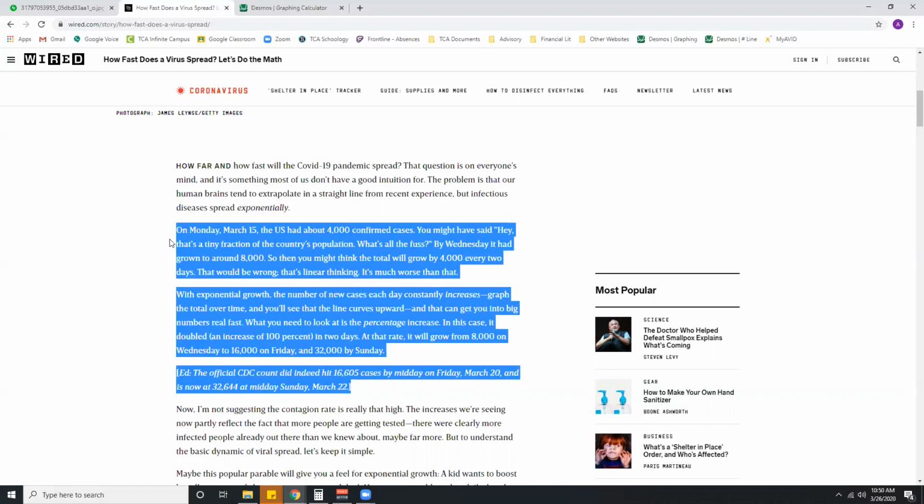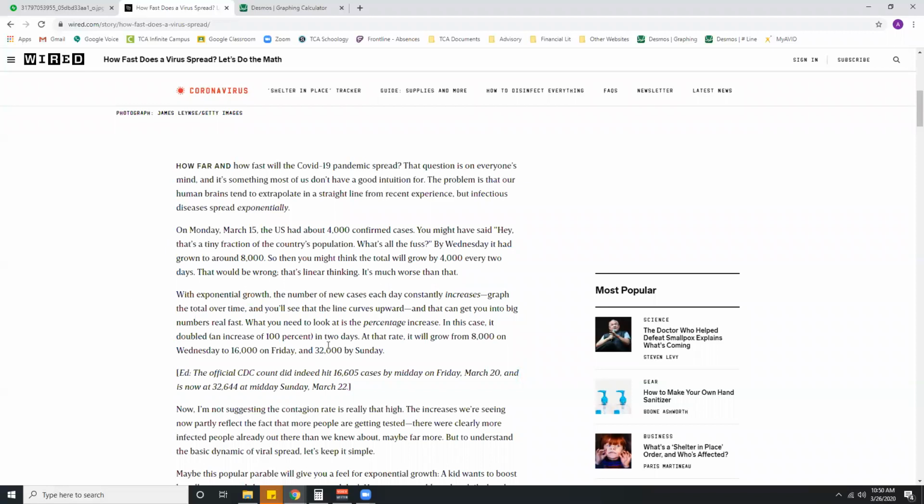And you might be thinking, okay, so every 2 days, we get about 4,000. And that'd be wrong because that's linear thinking. It's actually much worse than that. With exponential growth, the number of new cases each day constantly increases. So if we graph this, we see a line that goes curving upward, and then we get into big numbers really fast. What you need to look at is the percentage increase. In this case, it doubled, or increased by 100%, every 2 days.